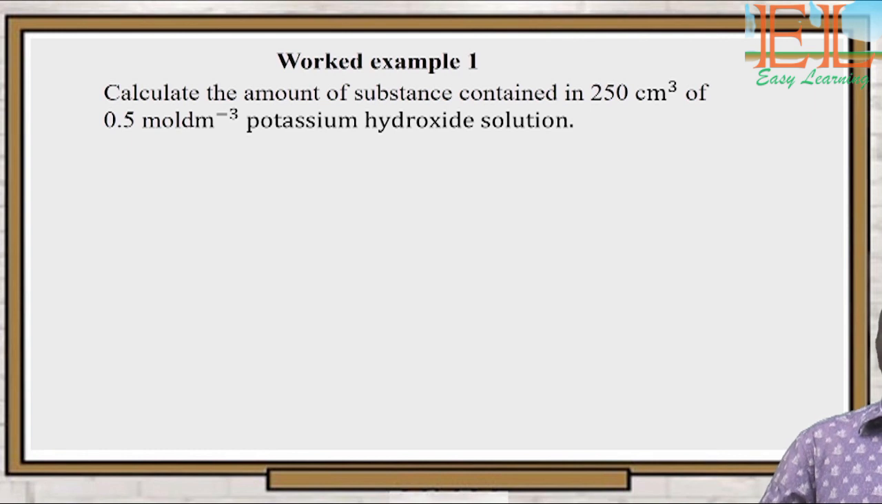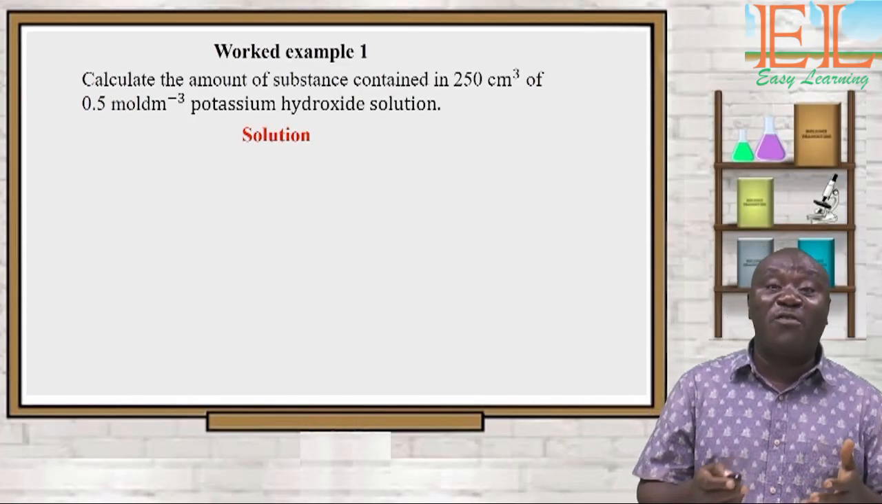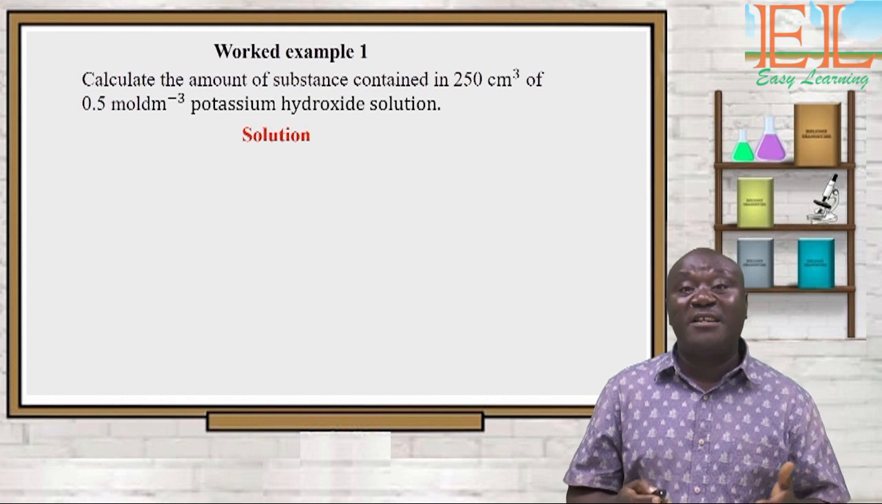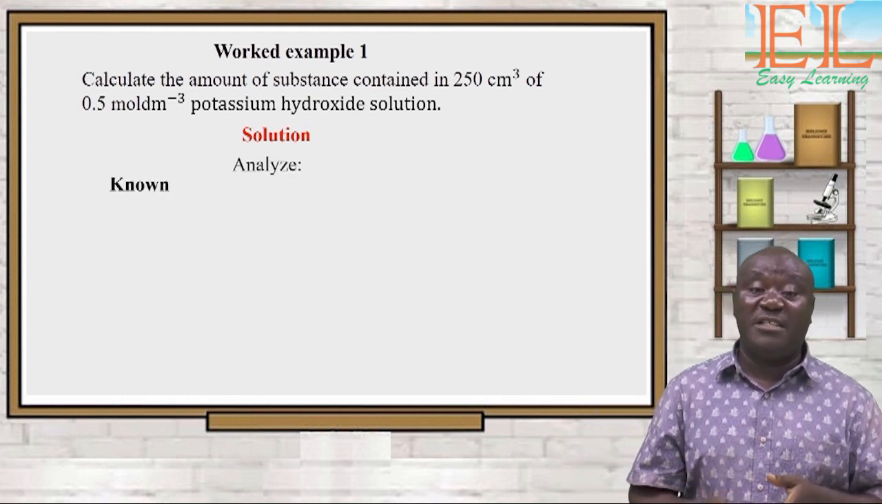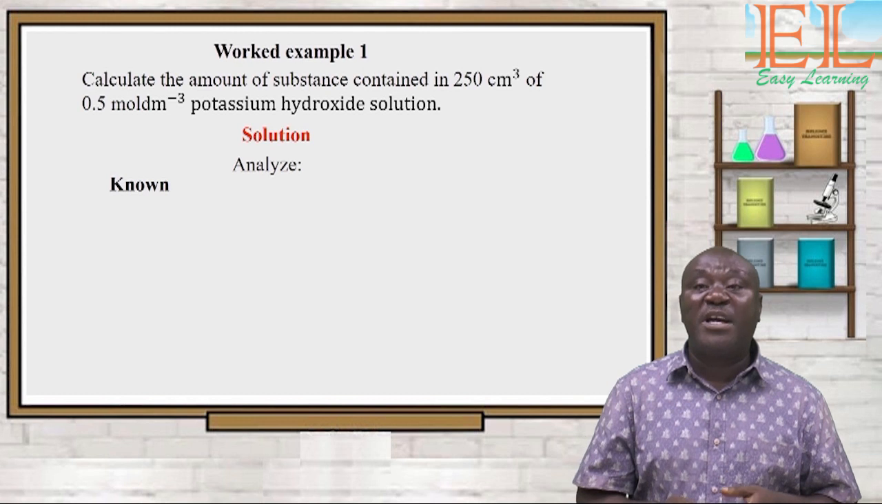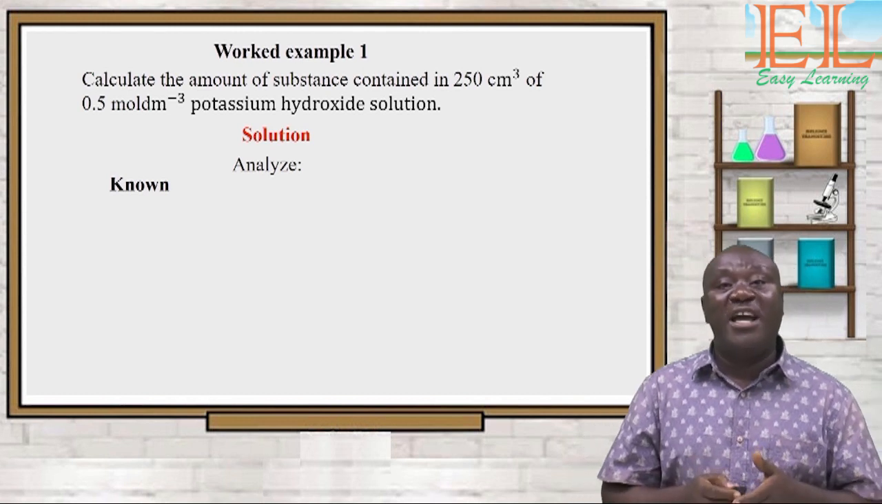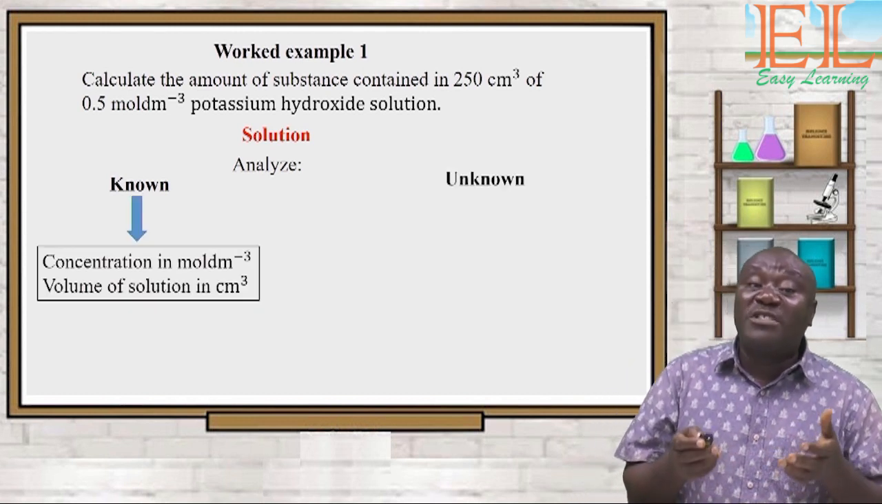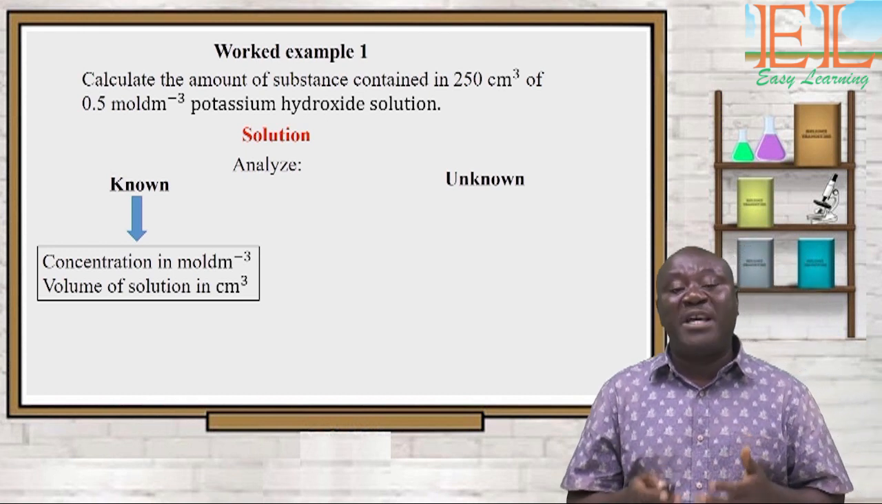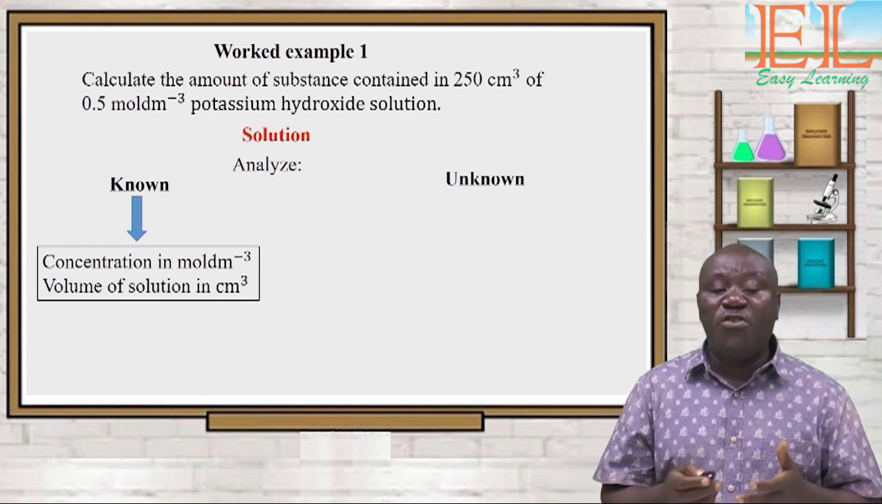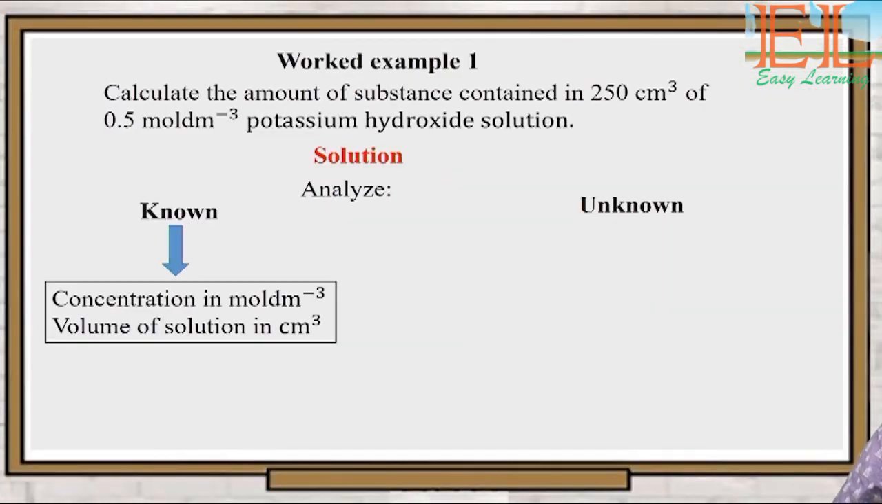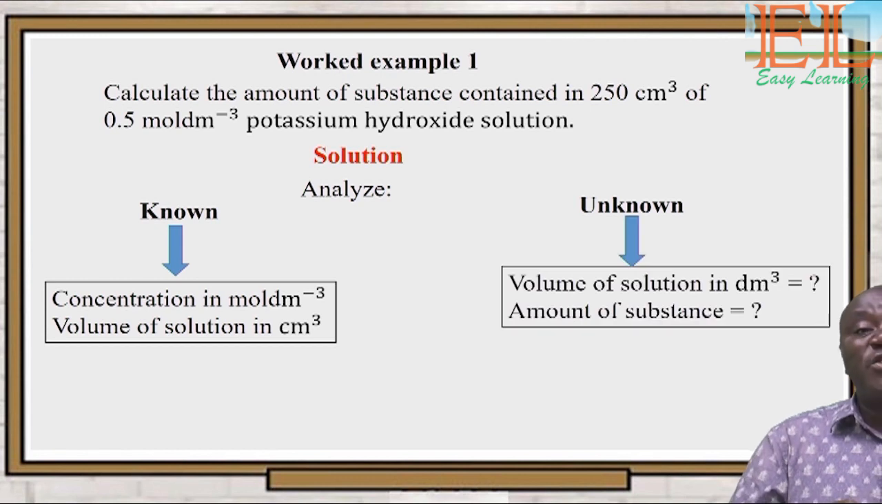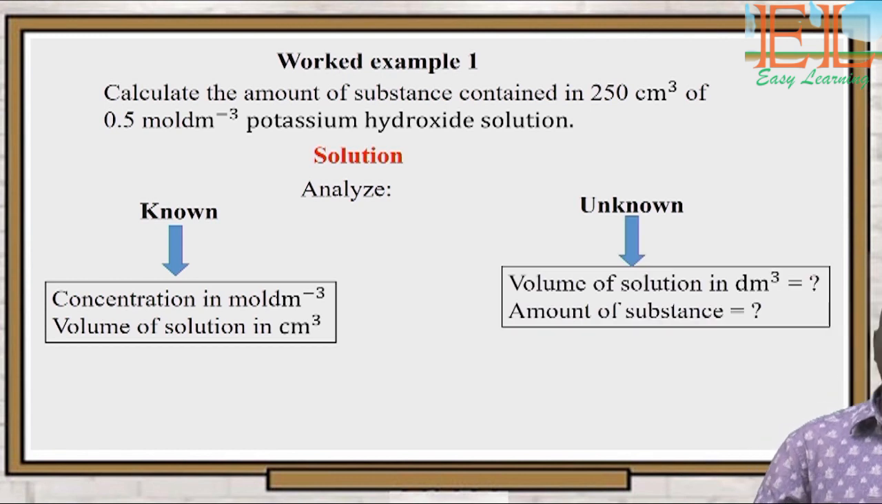Welcome back. Let us see how you were able to solve the question. As usual, we have to analyze the question. And if we analyze the question, we have two knowns and two unknowns. The two knowns are concentration in moles per dm cube, volume of the solution in cm cube. Then the unknowns are volume of the solution in dm cube and amount of substance or number of moles.